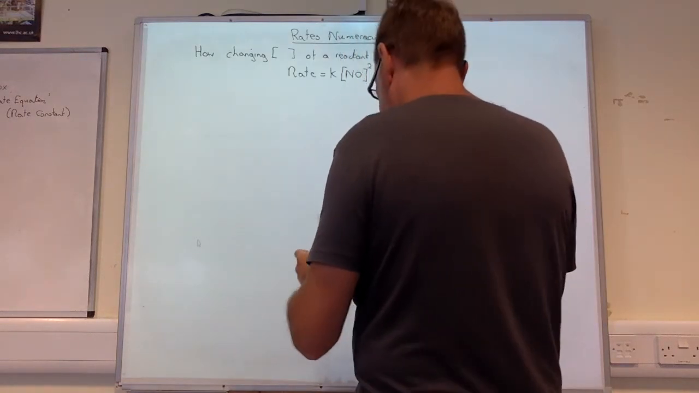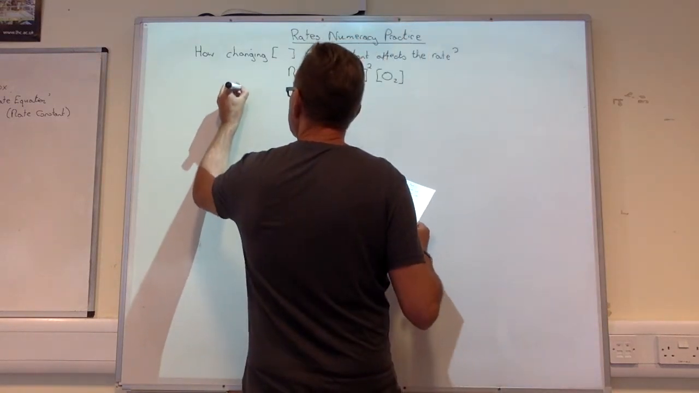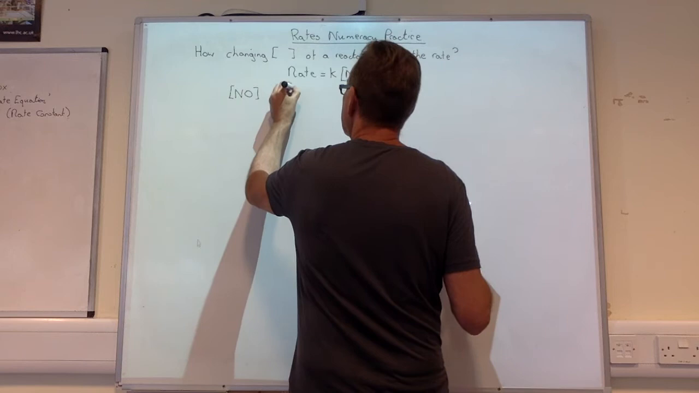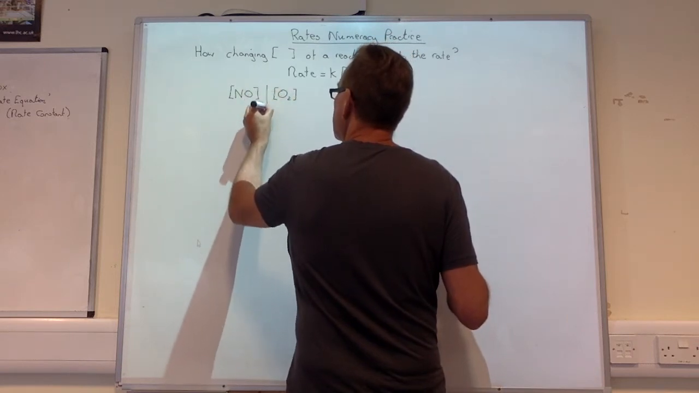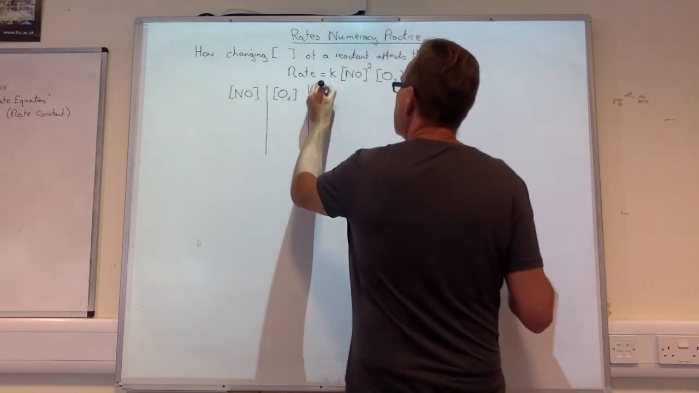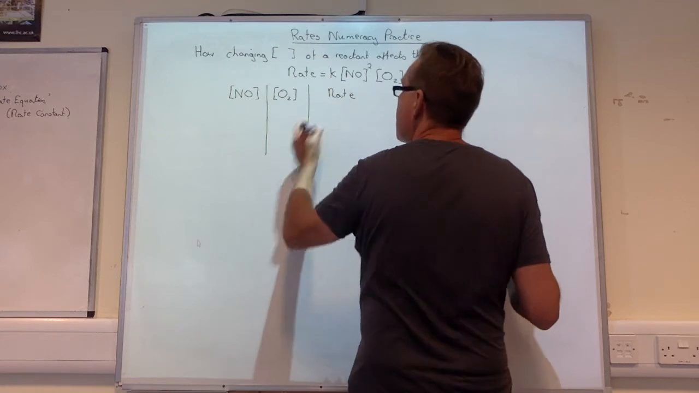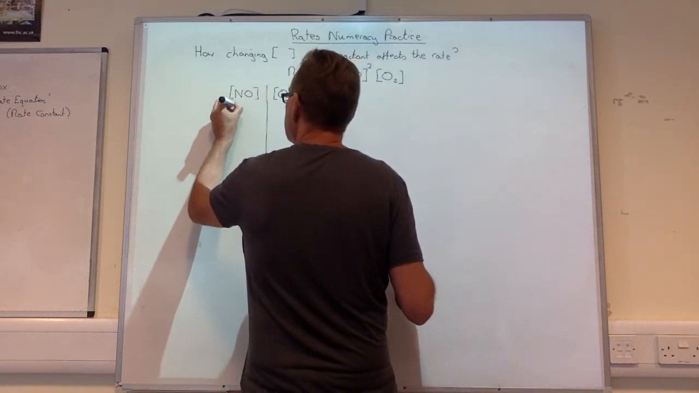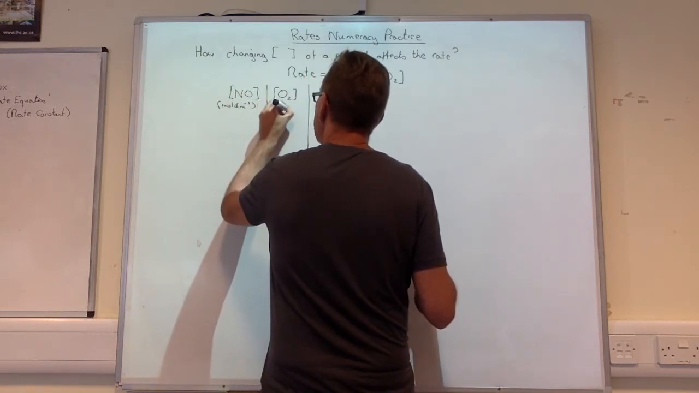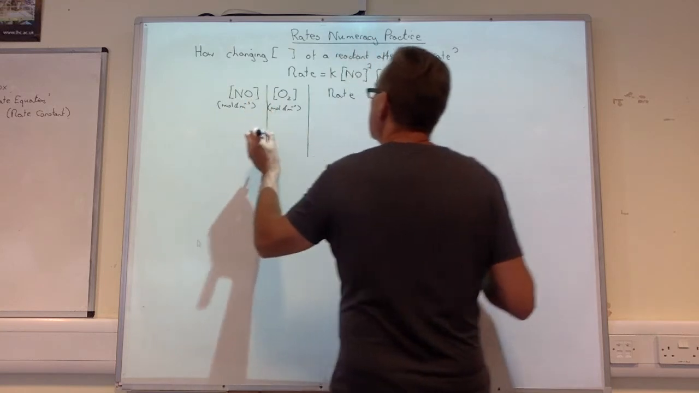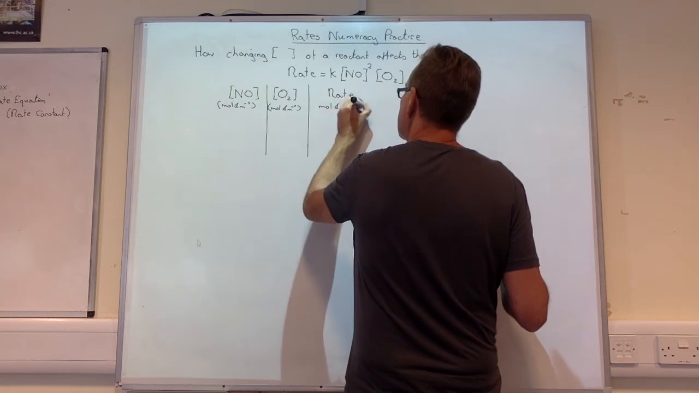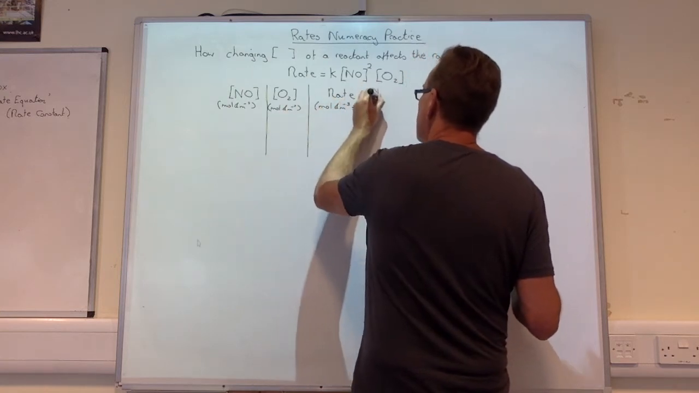Right, here's the data. Okay, same idea. Nitrogen monoxide concentration, oxygen concentration, nothing else, rate. Okay, be rigorous. Moles dm minus 3. Moles dm minus 3. Moles dm minus 3 seconds to the minus 1. There's your units right there.